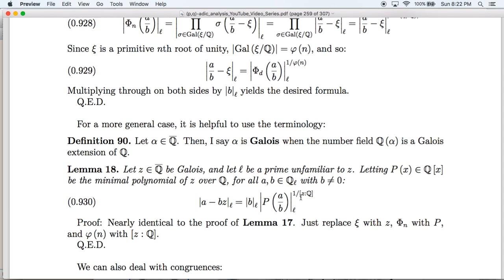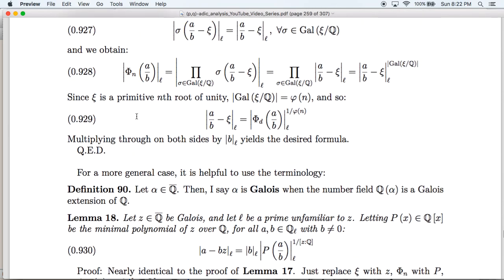in this case, the degree of the Galois closure of Q of Z over Q, which is just equal to the degree of Z over Q as an algebraic number, and it's going to be the l-adic absolute value of the minimal polynomial of Z evaluated at a over b. And the proof is basically identical to this one right here.